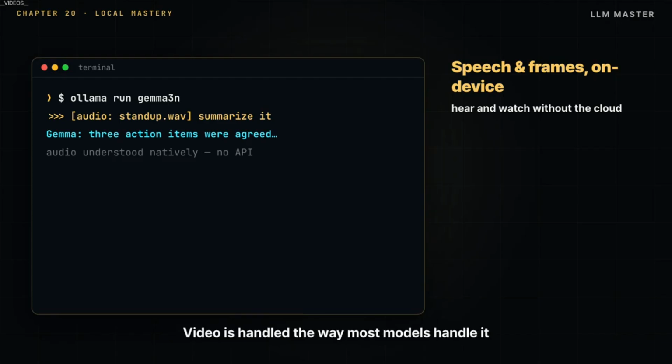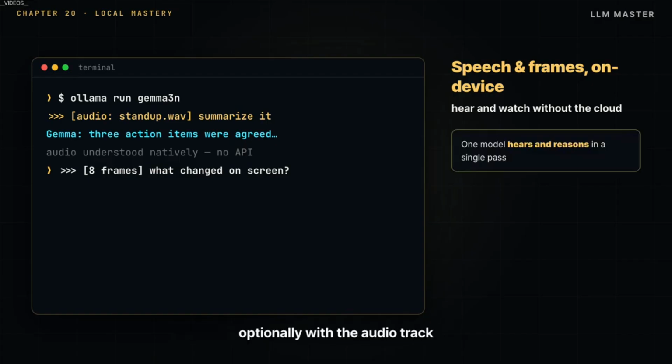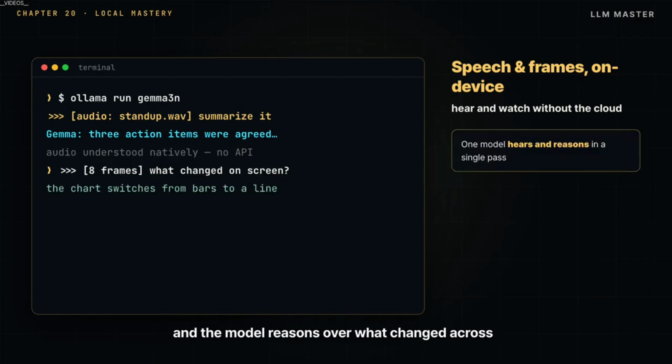Video is handled the way most models handle it today. You sample frames and feed them as a short image sequence, optionally with the audio track, and the model reasons over what changed across them. It's not watching in real time. You're choosing representative frames and describing motion through them. The headline is the same as vision.